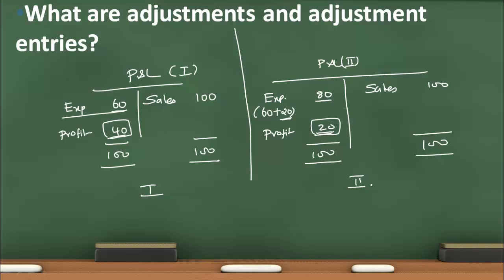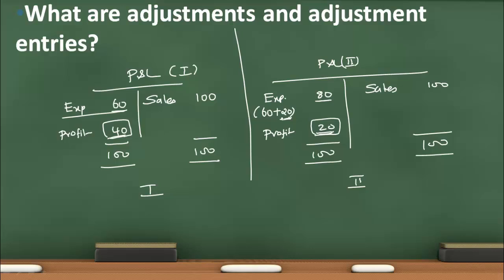What are we interested about the profit? We want to know what is the true profit of the company. If we look at the P&L 1 scenario, the user of the financial statement will get misguided on looking at the profit of 40, whereas the actual profit of the company is only 20, because we know there is a salary of 20 which was not paid by the company.